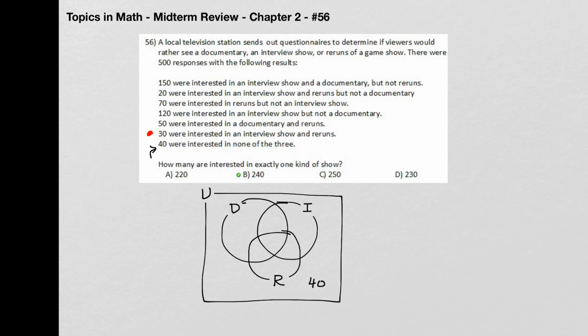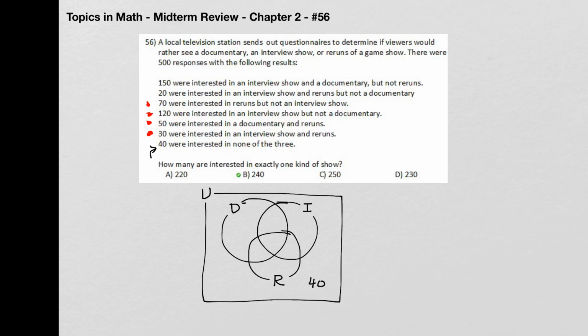50 were interested in a documentary and reruns. That's the same situation. That's two of the sets, so it's going to have two sections there. 120 were interested in an interview show, but not a documentary. Okay, so they want to see an interview show. They don't want to see a documentary, so we don't want these sections, but it could be either of these. So I know that this adds up to 120. Not super helpful at the moment, so I'll just put a dot on that. Okay, 70 were interested in reruns, but not an interview show. Same situation. It's telling me it's in one set, not in the other set. Still going to give me two sections.